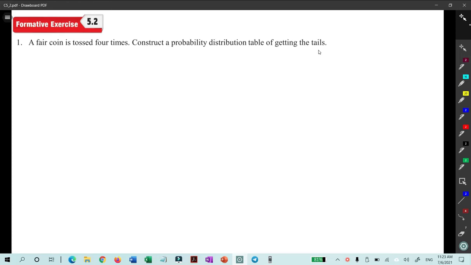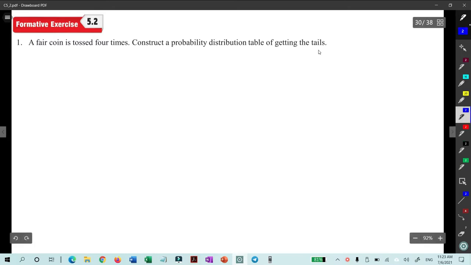Let's discuss the solution for questions from formative exercise 5.2. Question number 1. A fair coin is tossed 4 times. Construct a probability distribution table of getting the tails.